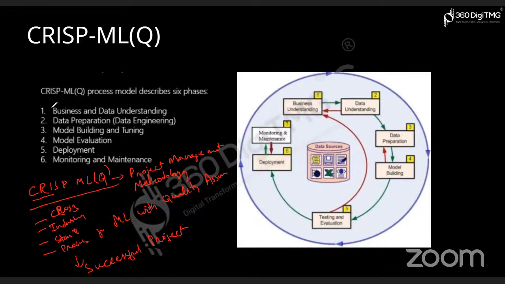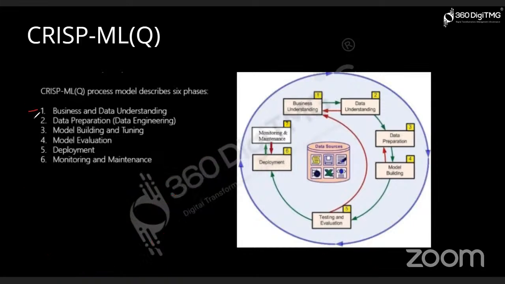So let's see the various steps underlined under CRISP-MLQ. So we are having business and data understanding. Then we are having data preparation. Then we are having model building and tuning. We are having next model evaluation, deployment, then monitoring and maintenance. So let's discuss a few pointers on these topics. So first is business understanding.